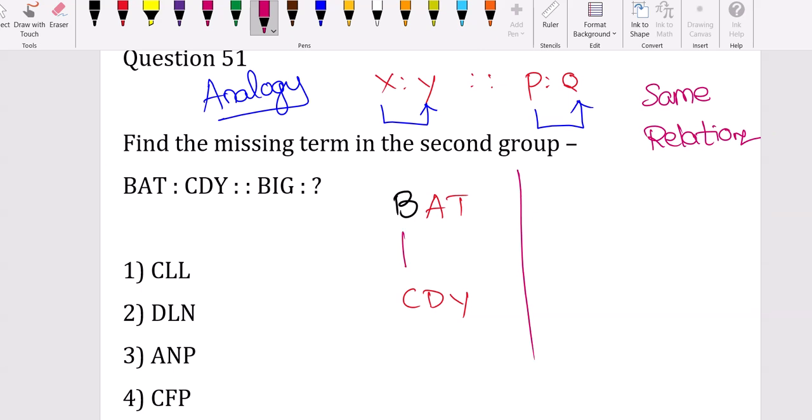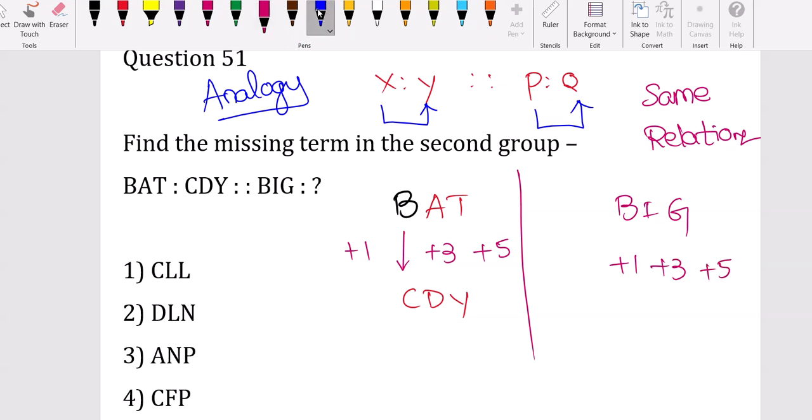Here this is plus 1, as B is 2, C is 3. We can claim it's a plus 1. A is 1, D is 4, plus 3. The last one is plus 5. So plus 1, plus 3, plus 5. Right. Now the same thing you need to apply for the next one: plus 1, plus 3, plus 5.